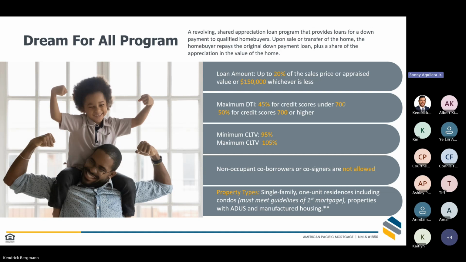So, the amount of the Dream will not exceed $150,000. So for those people in the Bay Area, if you are buying a home for $1 million, the maximum Dream you can get, if you are selected, is $150,000. So keep that in mind because you will have PMI, which we can discuss as well.